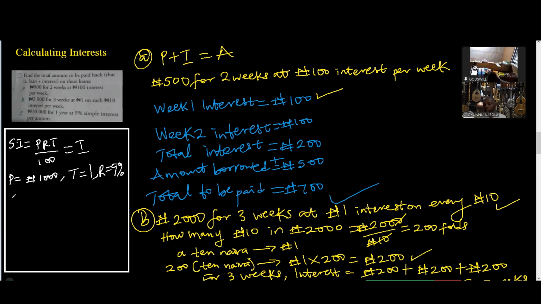So we're going to have the interest now equal to 10,000 times 9%, which is 9, then times 1, which is the year, all over 100. So two zeros are going to cancel two zeros here. Then we have 100 times 9 times 1, which is 900 naira.